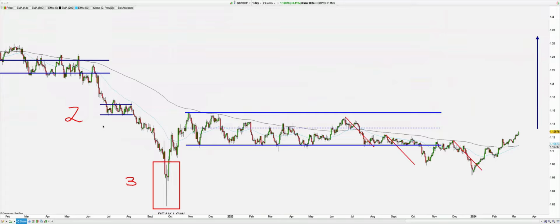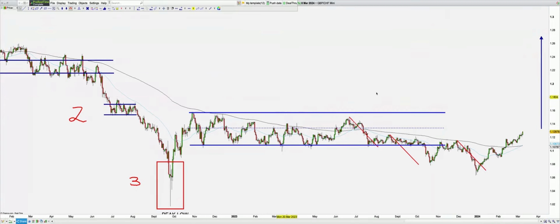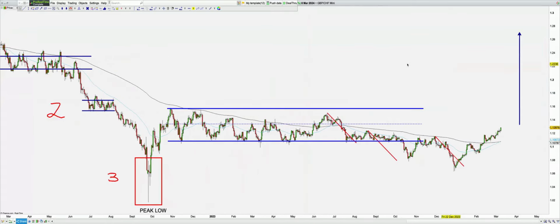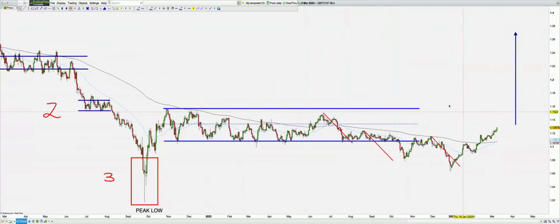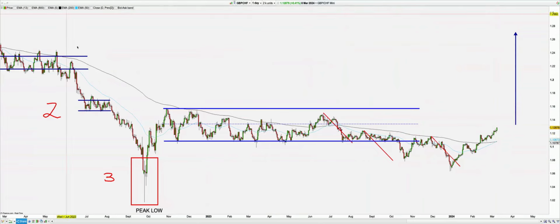GBP CHF. Let me have a look. GBP CHF is again moving. There's the pattern 1, 2, 3 down, massive consolidation, 3 harmonics lower, high highs and high lows. Off it goes. Top pattern. Don't trade any of those.